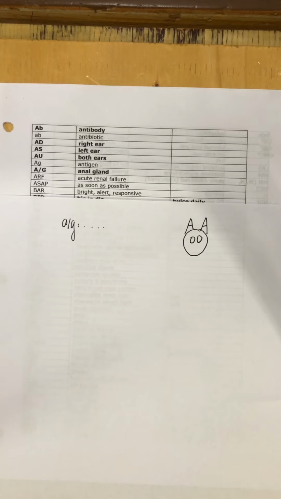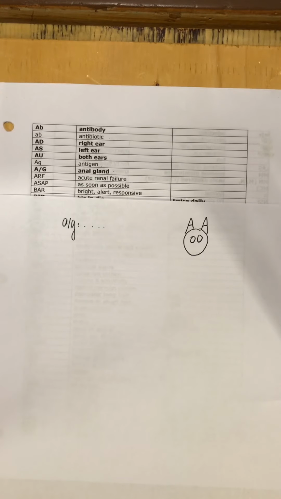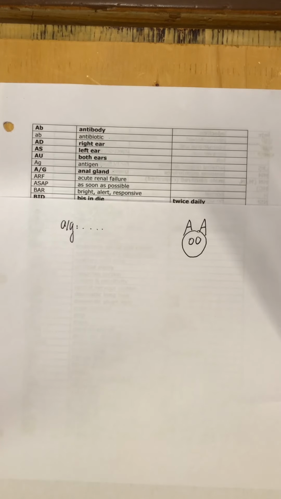BAR. So BAR is like an assessment of, I guess, mentation of the pet. So B stands for bright, A stands for alert, R stands for responsive. So a bright, alert, responsive cat is right at the front of the bars when you walk into the clinic, meowing at the bars, really wants your attention. That's a bright, alert, and responsive animal, okay?